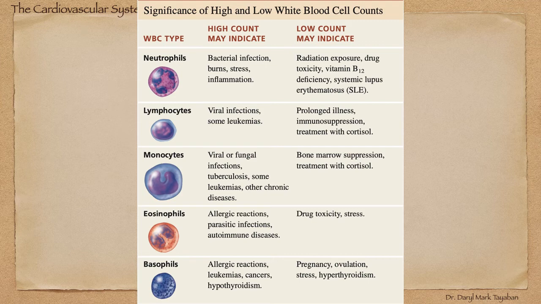But let's talk about the highs and lows. Whenever the neutrophil count is significantly high, it indicates that there could be a bacterial infection. It could also be high during burns, during stress, and during inflammation. Nice to know.